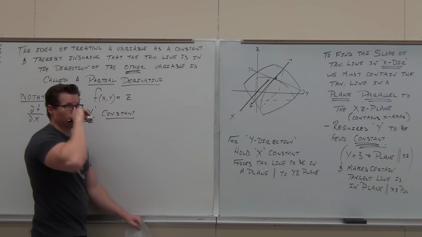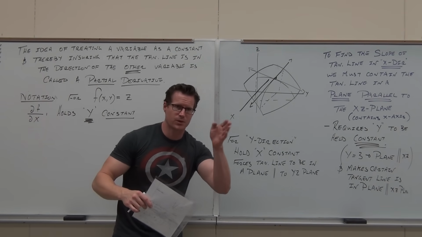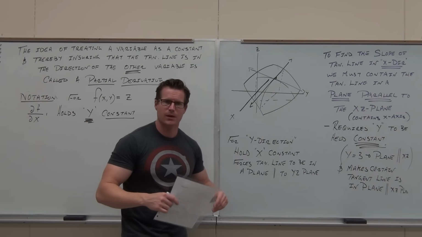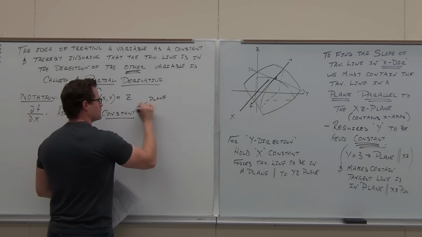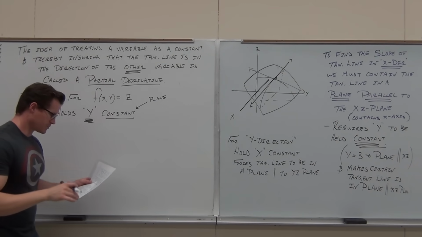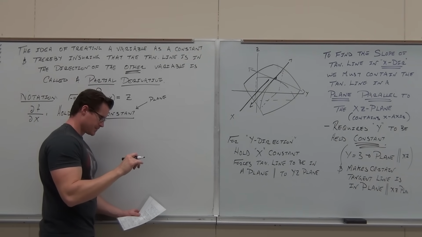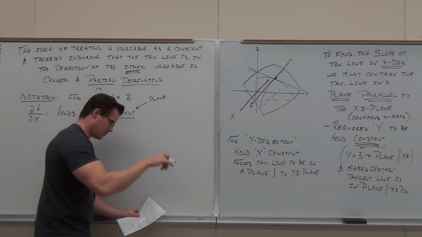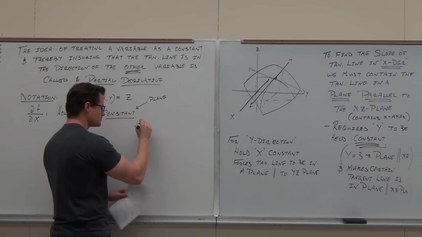When I make y constant, y equals 3, what's it make for me? If I hold y equal to a number, what's it make in 3D? A plane. So it's a plane. Holding y constant makes a plane. So it gives the slope of the tangent line to the surface at a point in the x direction. Holds y constant.